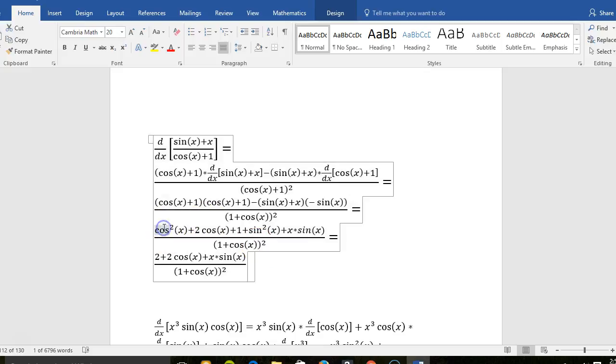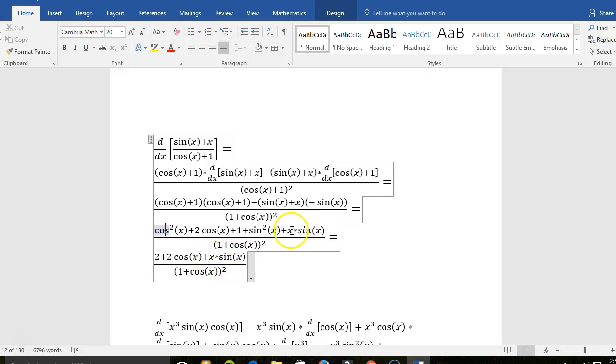Well, cosine squared here plus sine squared here is 1 by trigonometry. And then that 1, plus this 1 that was already here, gives me a 2 right here. And that's really all I can do. That wasn't really all that earth-shattering. The other stuff has to just sort of stay as is.